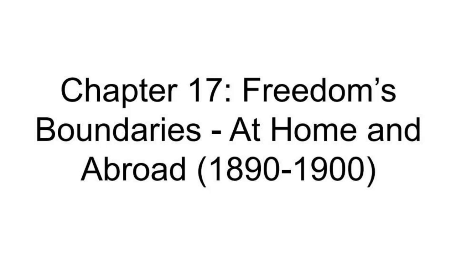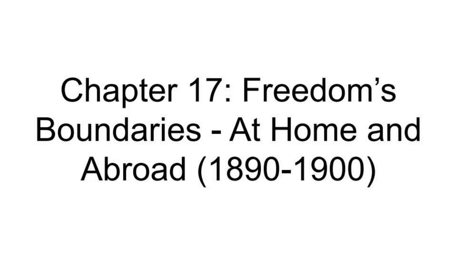So, chapter 17 is called Freedom's Boundaries at Home and Abroad. Chapter 16 was about the Gilded Age, which had a lot to do with industrialization, the labor response to industrialization, the clashes between labor unions and monopolist tycoons.